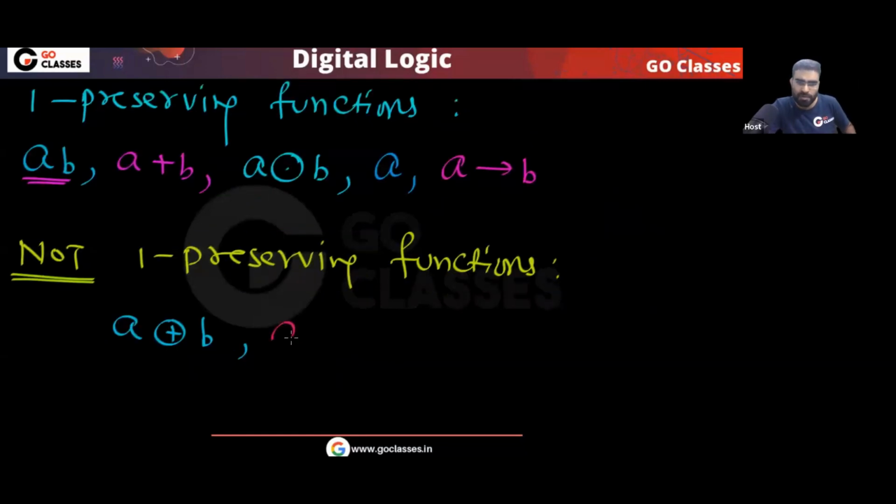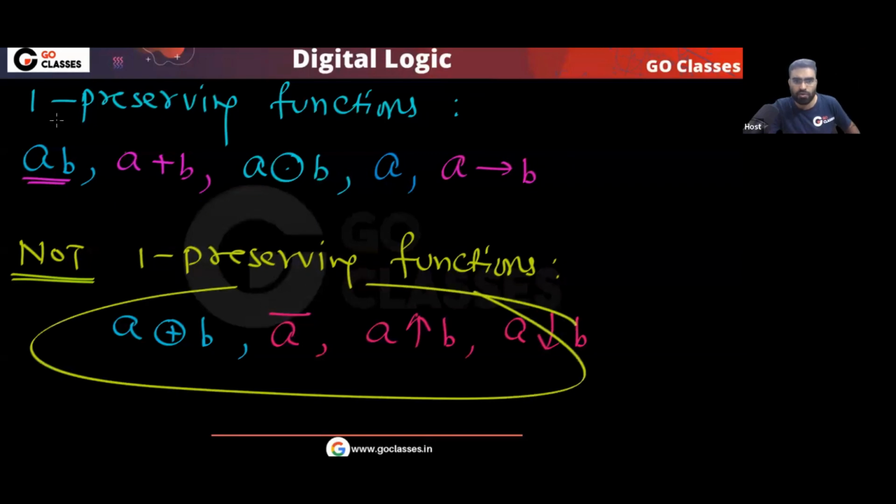What about complement? What about not? What about A bar? This is not one preserving, right? Yes or no? What about NAND? NAND is not one preserving. What about NOR? NOR is not one preserving. So these are one preserving functions and these are not one preserving functions.